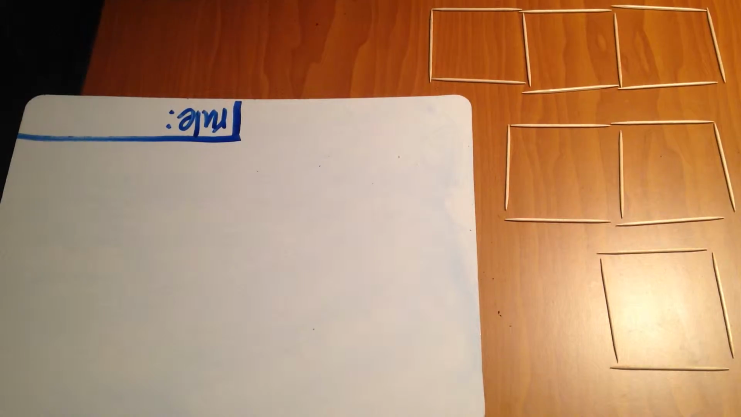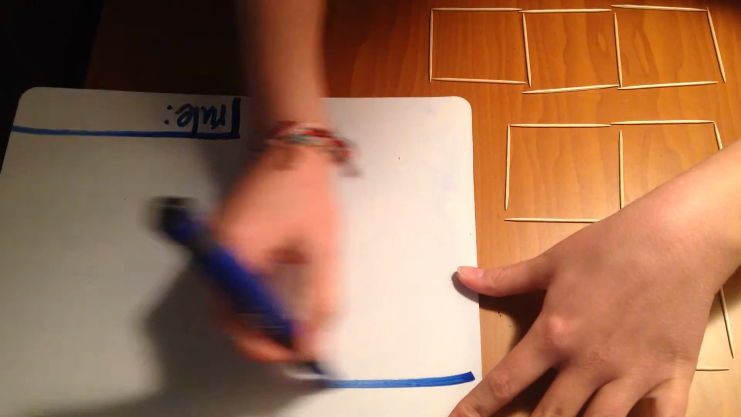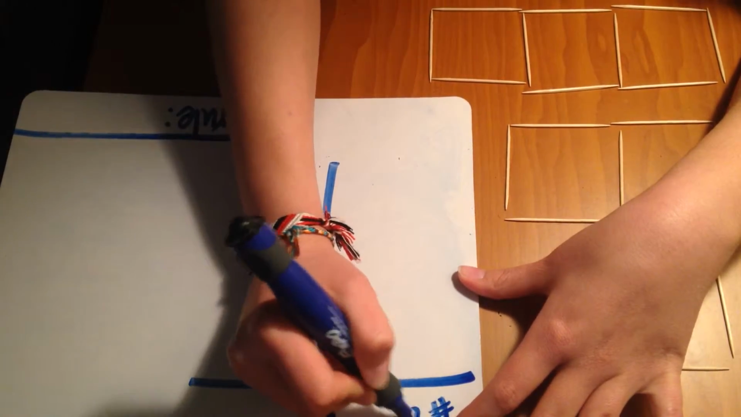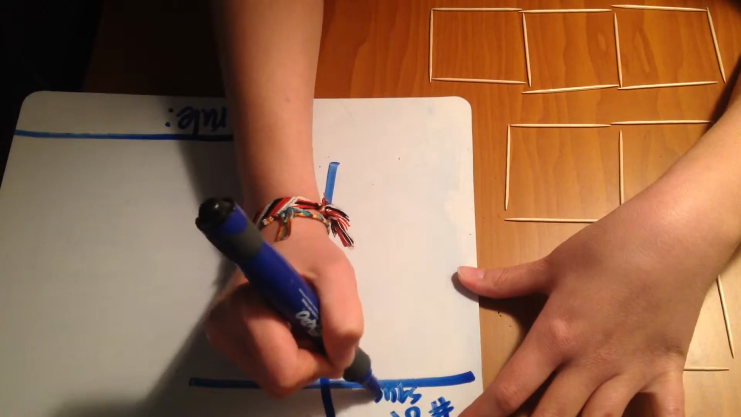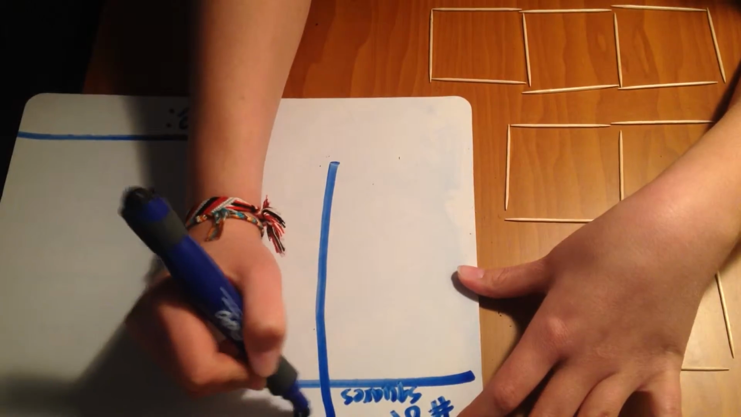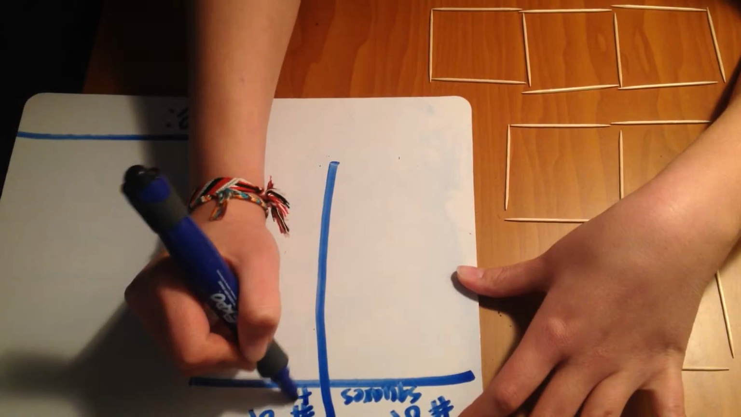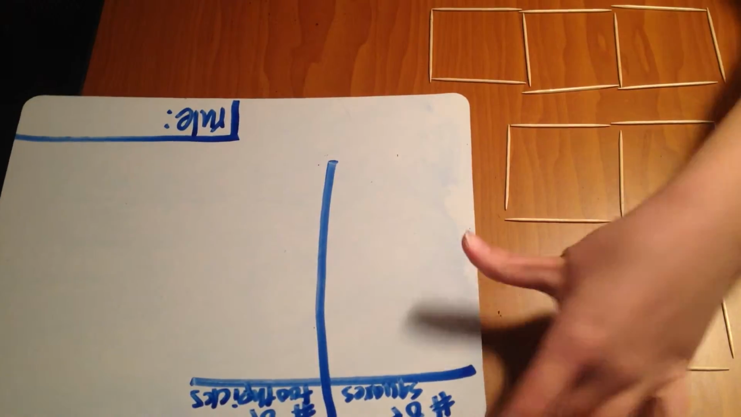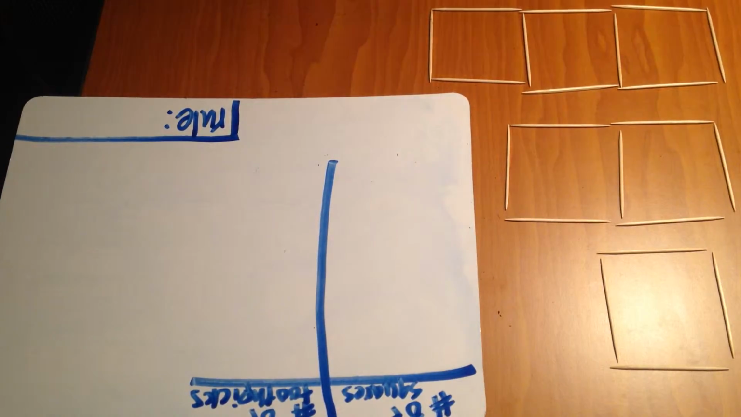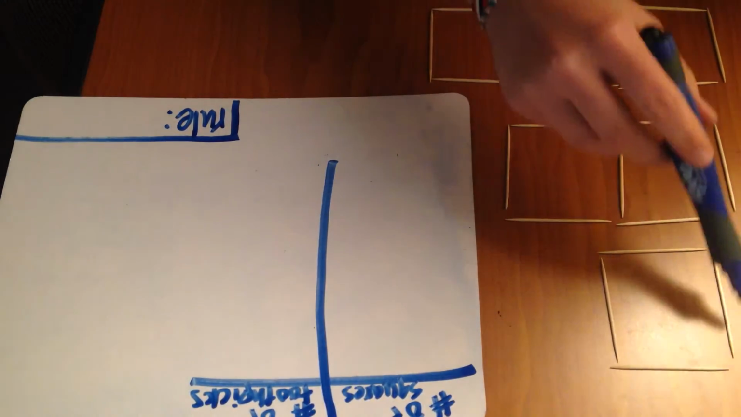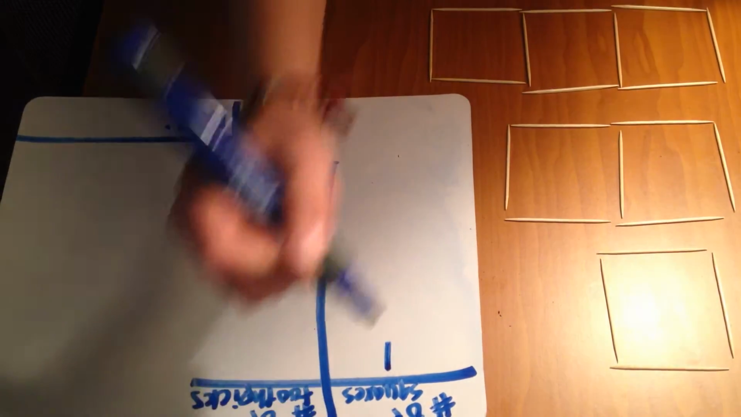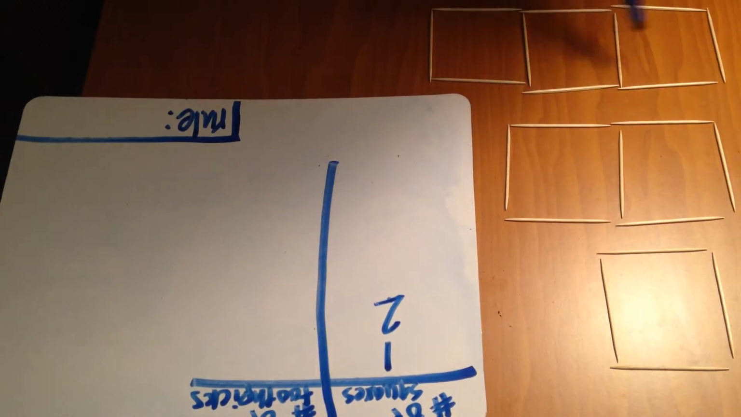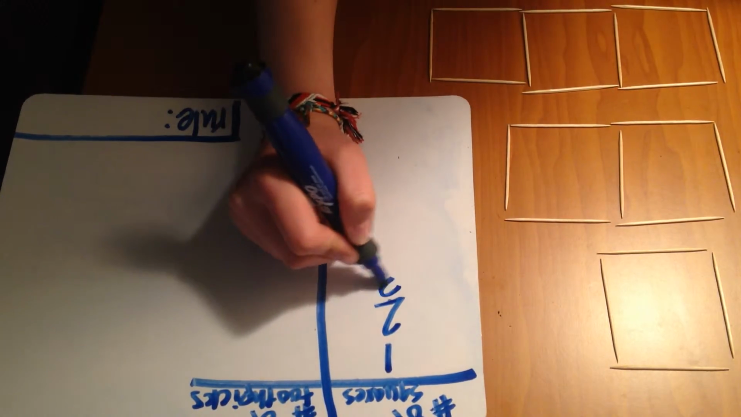In order to do this, we need to create a table. What we're going to be looking at is the number of squares and the number of toothpicks. So let's go ahead and fill in our table. Here we have 1 square, here we have 2 squares, and here we have 1, 2, 3 squares.